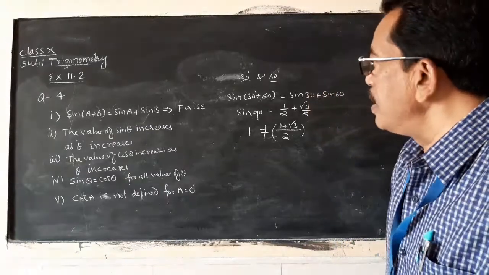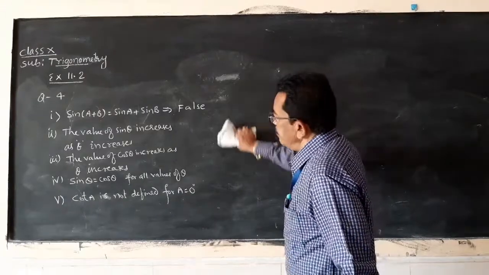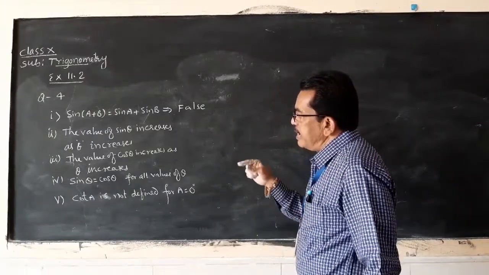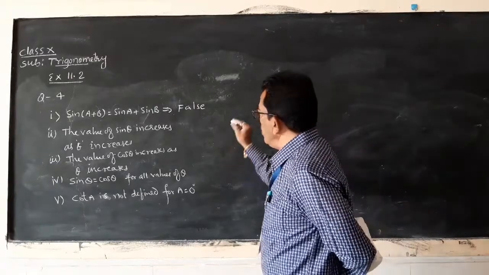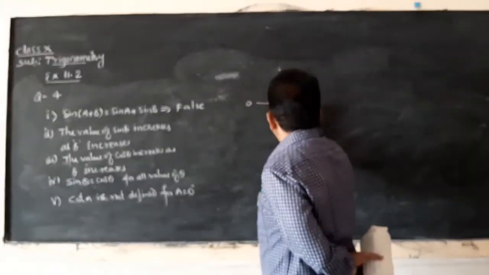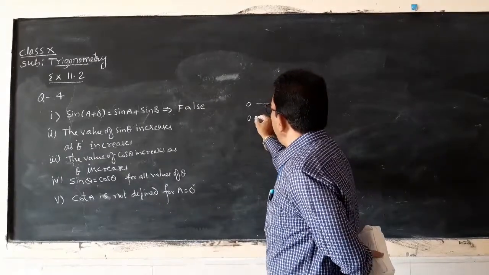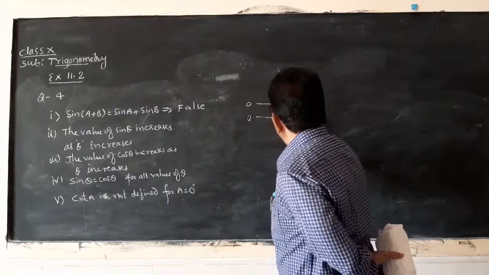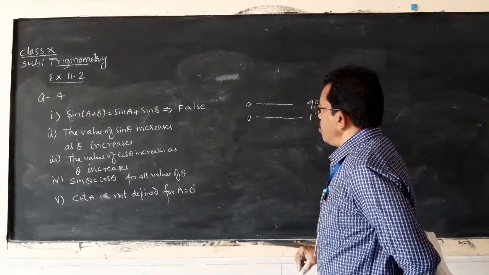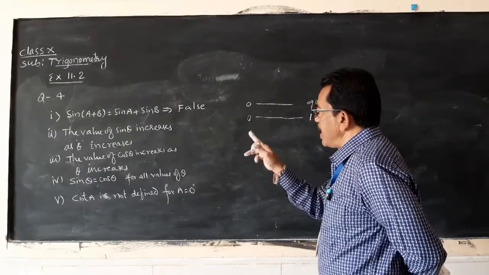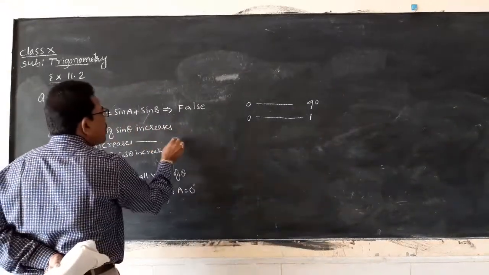Now let us move to the second one. The value of sin theta increases as theta increases. That means let us find sin from 0 to 90. Sin 0 is 0. As we go on increasing the angles, sin 90 will be 1. So this statement, the value of sin theta increases as theta increases, is true.